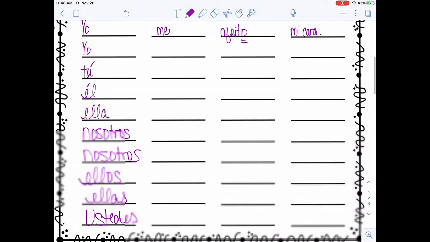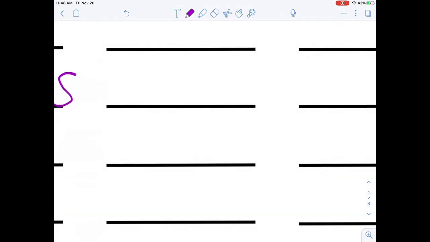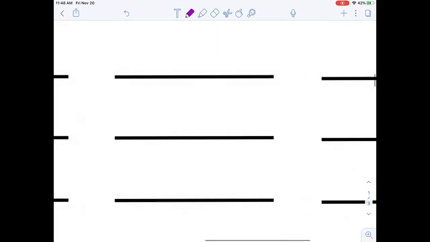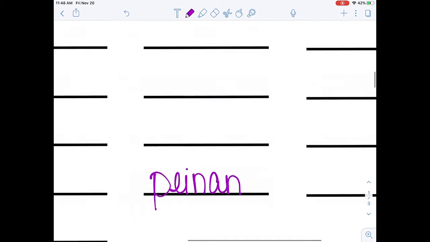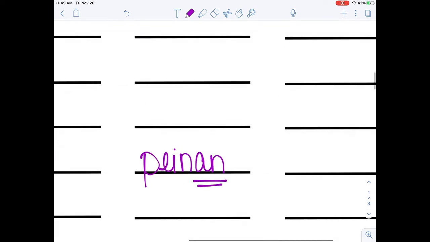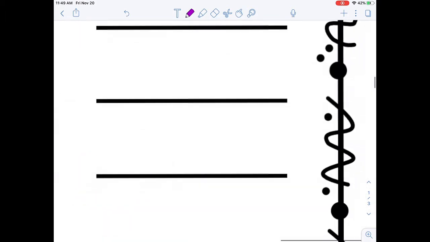Let's do an ellos form. So ellos, and then our reflexive pronoun would be se. And we could use, well, let's use peinar. Peinan, right? Because we don't want to use peinar. We don't want it to be AR and left in the infinitive. We have to conjugate it. So I say peinan with an AN because that's the ellos form. And then we could say por la mañana.